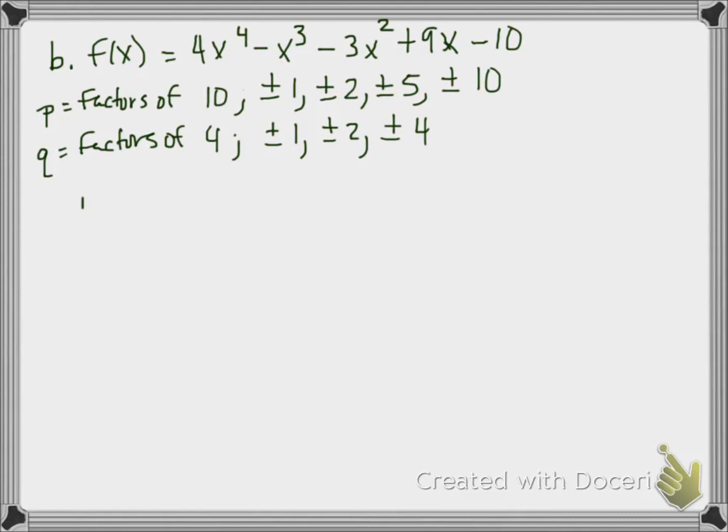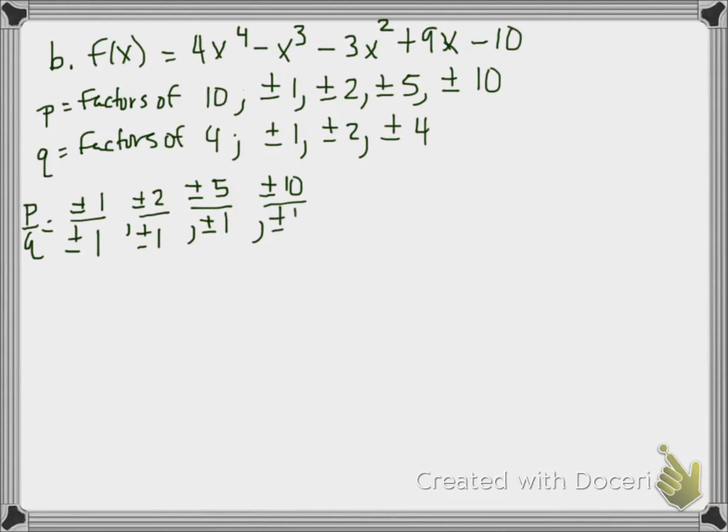Now remember, in order to find the possible zeros, you need to create a fractions. Since the first Q is 1, we're going to put the P's over 1, and it's pretty simple. Plus or minus 1 over 1, plus and minus 2 over 1, plus and minus 5 over 1, plus and minus 10 over 1 also. So that's with the first Q.